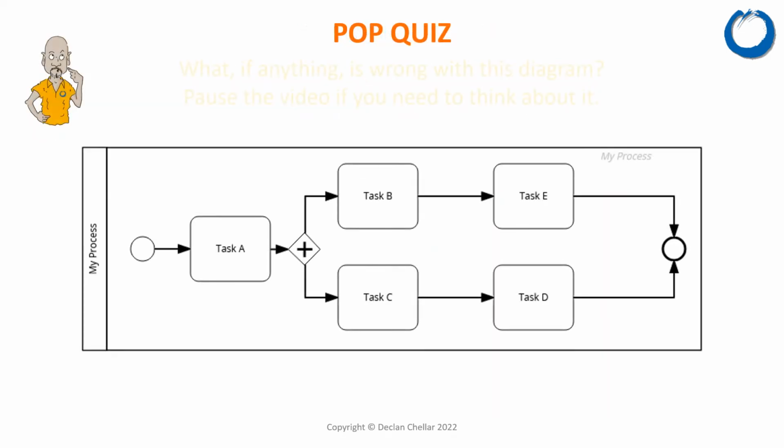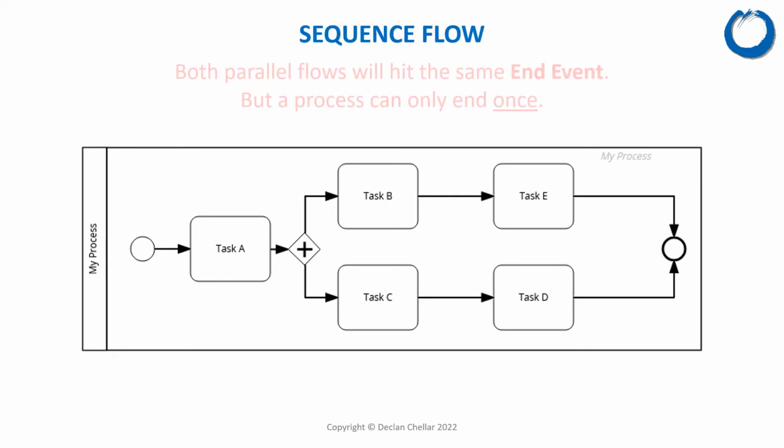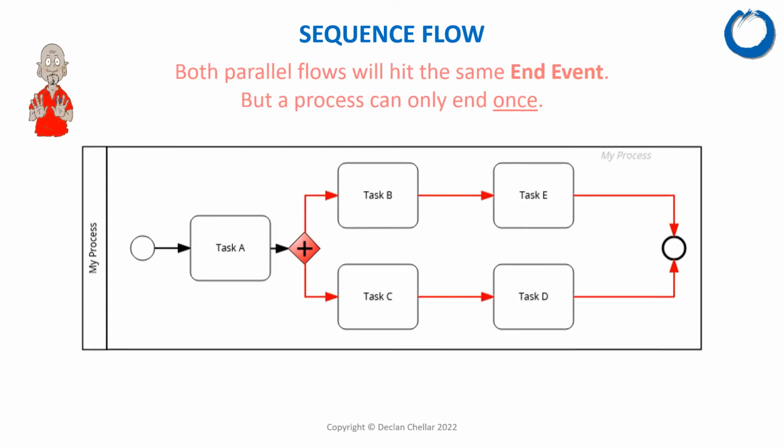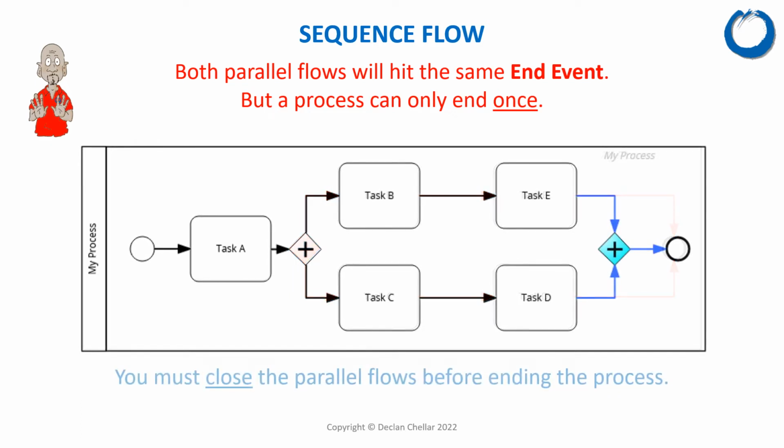What, if anything, is wrong with this diagram? Pause the video if you need to think about it. Both parallel flows will hit the same end event, but a process can only end once. You must close the parallel flows before ending the process.